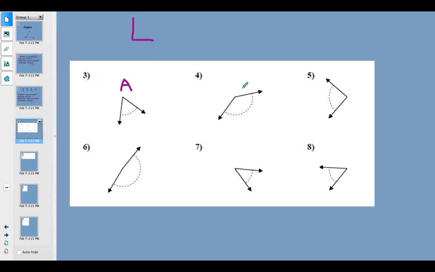We take a look at number 4. Number 4 is open nice and wide. It's like you're taking a book, you're bending it almost all the way flat. So this angle would be an example of an obtuse angle. 5 is one that can be a little tricky. If we look at 5, it looks almost exactly similar to my example of a right angle. 5 would be an example of a right angle.